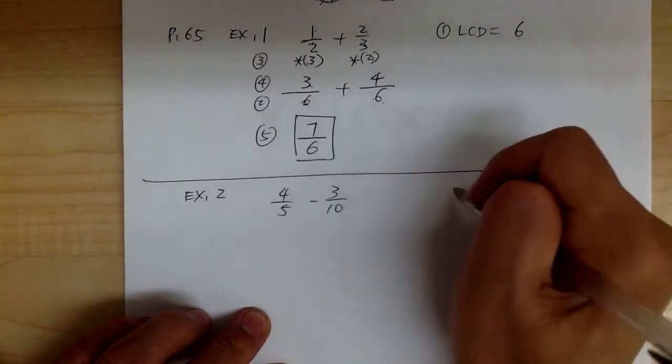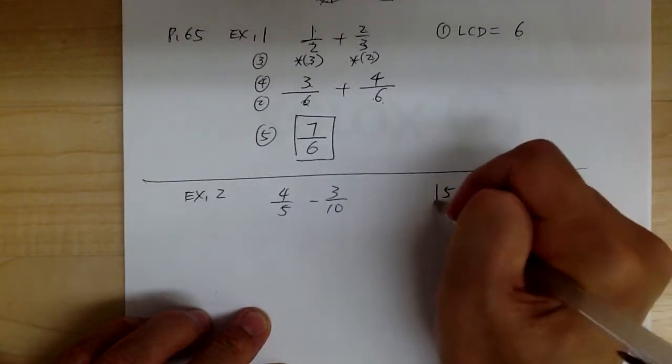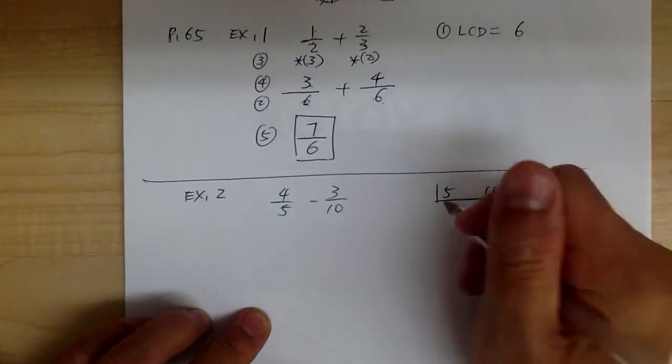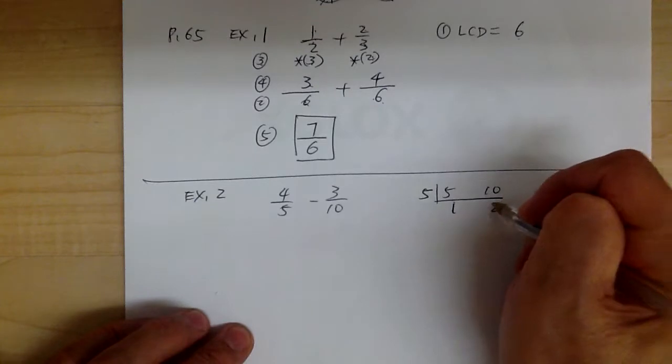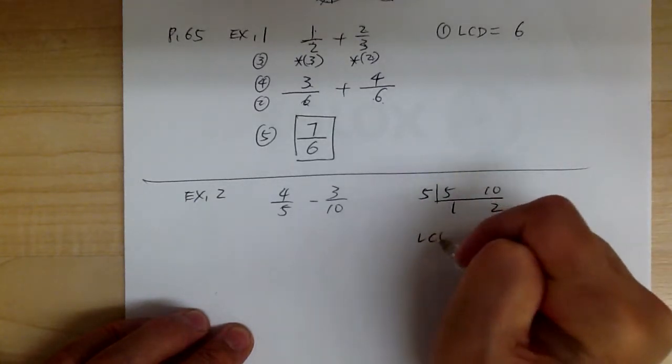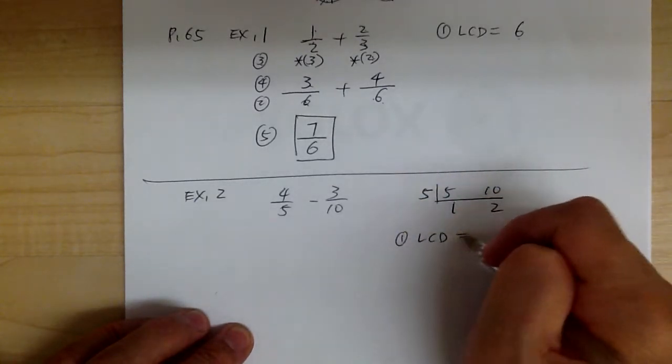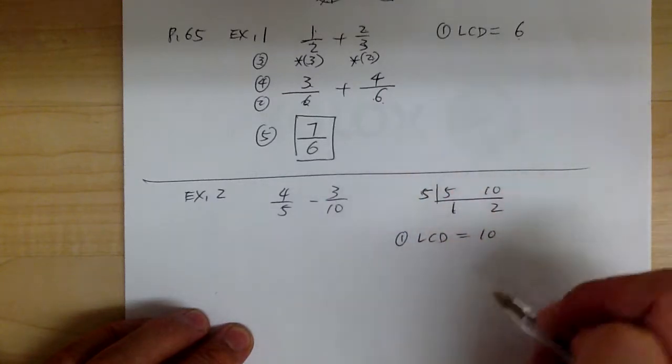So what you do is you use the technique you learned, right? The ladder method, so 5 and 10. Both are divisible by 5. So divide by 5, you get 1 and 2. So your LCD is all this together. So step 1, LCD is equal to 10, right? 5 times 1 times 2 gives you 10.